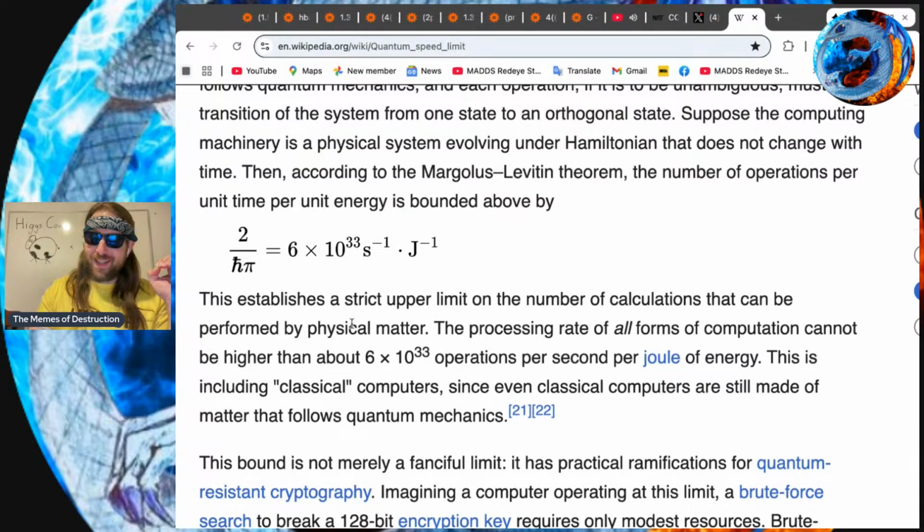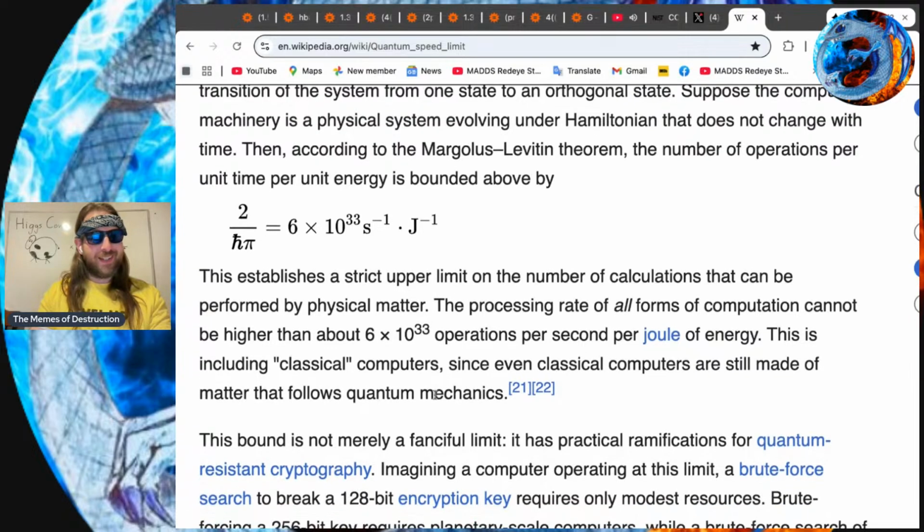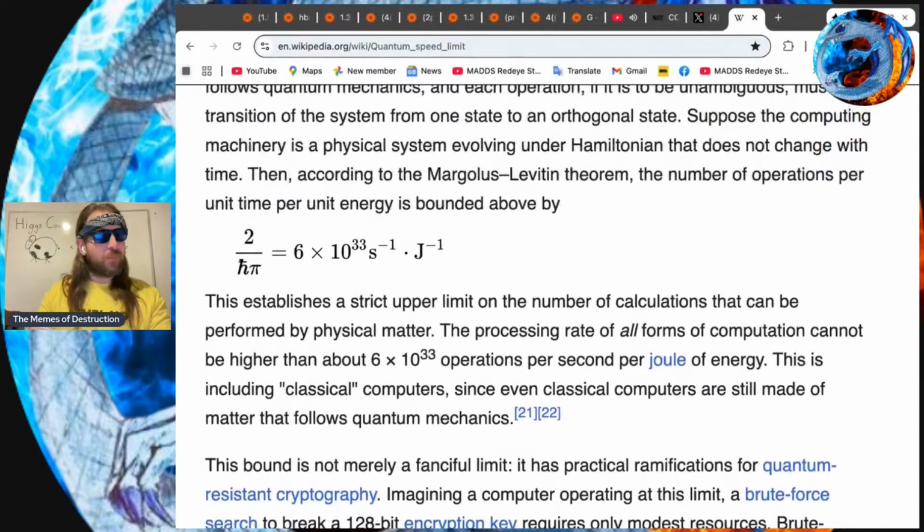Okay, this establishes a strict upper limit on the number of calculations that can be performed by physical matter. The processing rate of all forms of computation cannot be higher than this number: 6 times 10 to the 33 operations per second per joule of energy. This includes classical computers, since even classical computers are still made of matter that follows quantum mechanics. Okay, and they go on about how important it is.